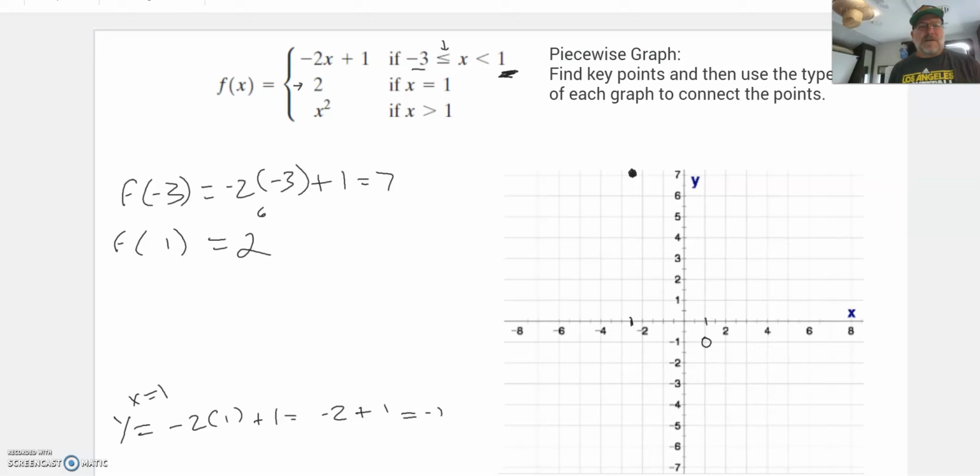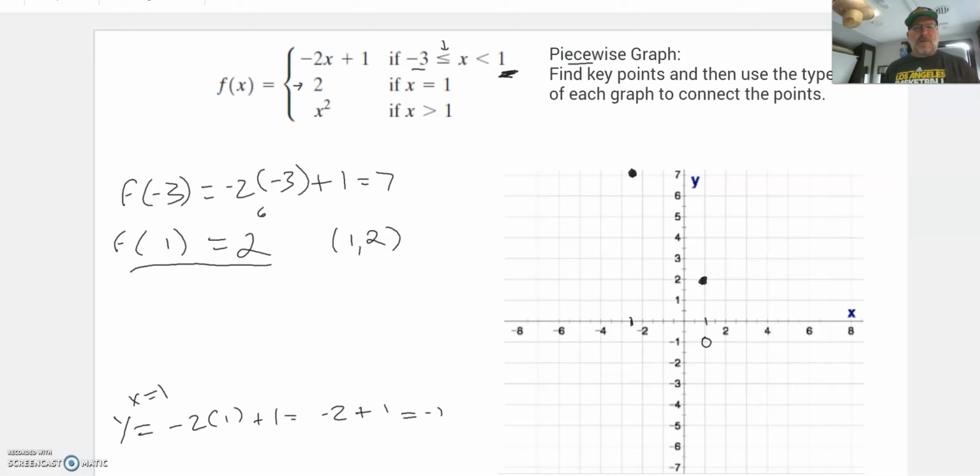The next piece of the graph, and remember this is in pieces, is just the dot. At f of 1, as I already wrote, the output I would get is 2. That's an xy point of (1, 2). They're basically saying if you plug in x equals 1, you're going to get a 2. You won't use either the equation above or the equation below. You won't use the -2x plus 1. You won't use x squared. You're just going to plot a dot.